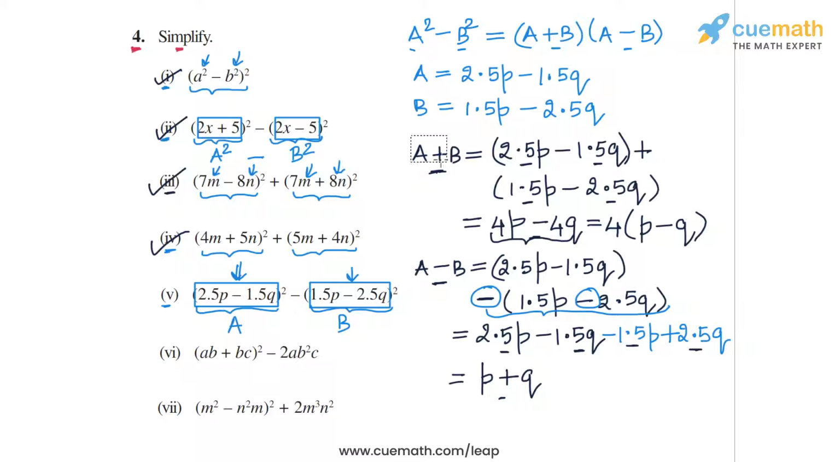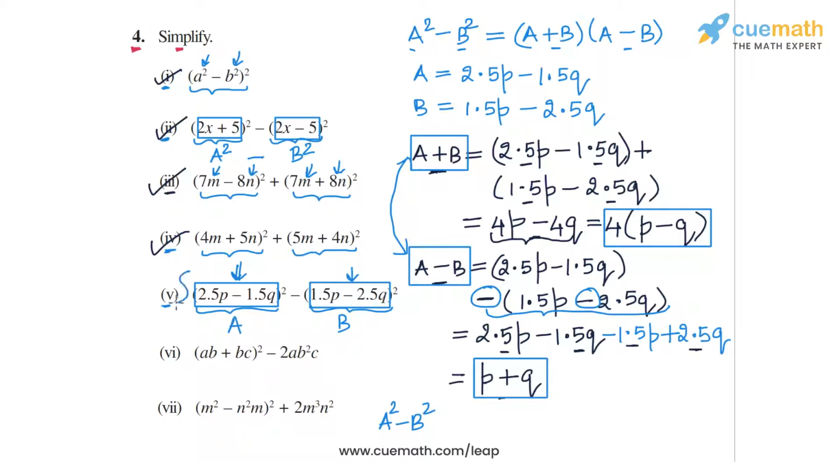We have to multiply a plus b and a minus b. A plus b we obtained as 4 times p minus q, and a minus b we obtained as p plus q. If we multiply a plus b and a minus b, we will get a square minus b square, which is the original expression we wanted. A square minus b square, which is this whole expression that we are trying to simplify.